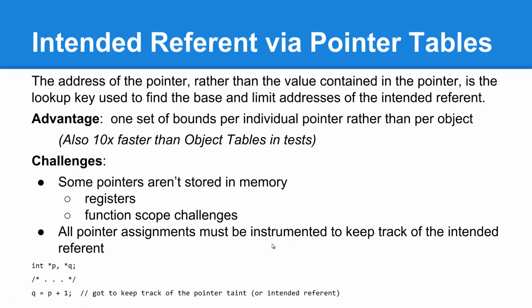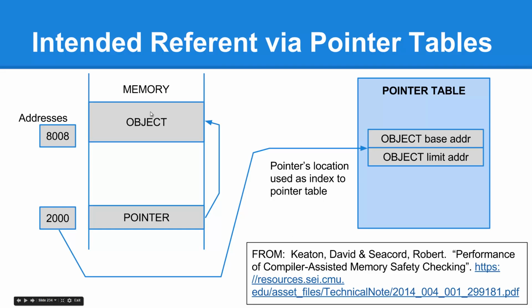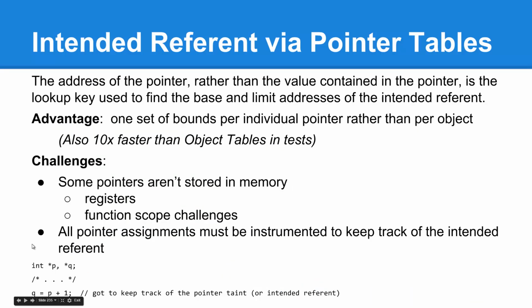So in this case, where you have pointers P and Q, and you assign Q to be P plus 1, you have to keep track of the intended referent, whether or not it is within the base and limit window. Let me back up. If the P plus 1 assignment results in an address that is within this object's bounds, within the limit address, to make sure it is still valid. Otherwise, it will throw an exception because it would fail the runtime safety check.